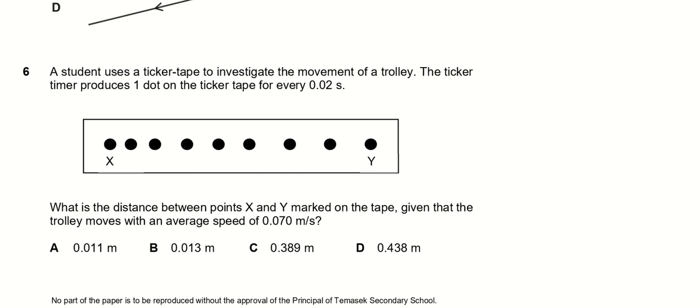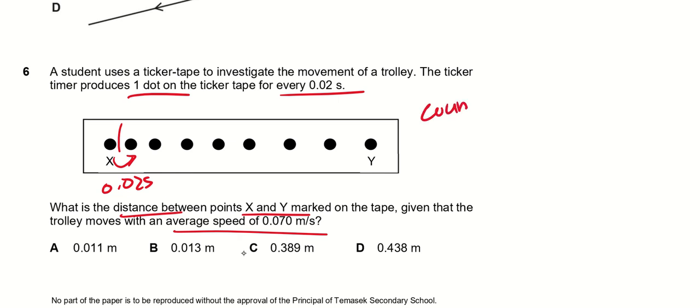A student uses a ticker tape to investigate the movement of a trolley. Ticker tape produces one dot for every 0.02 seconds. That means from this dot X to the next dot, it takes 0.02 seconds, and so on. So what's the distance between X and Y marked on the tape, given that the trolley moves with an average speed of 0.070 meter per second? For a ticker tape timer, it is important to count the gaps, not the dots.